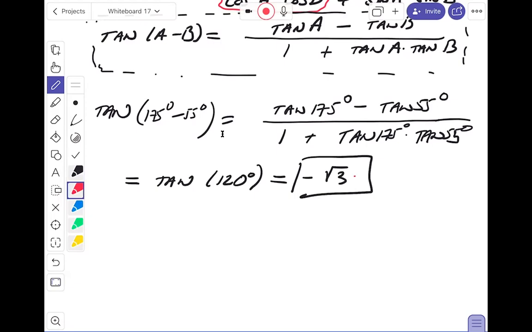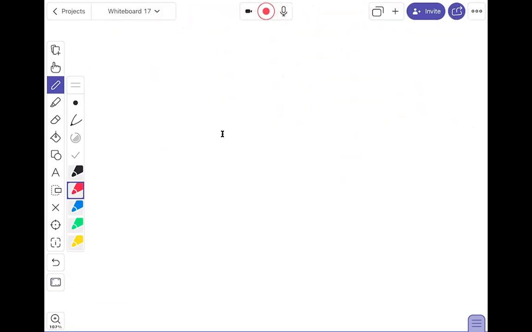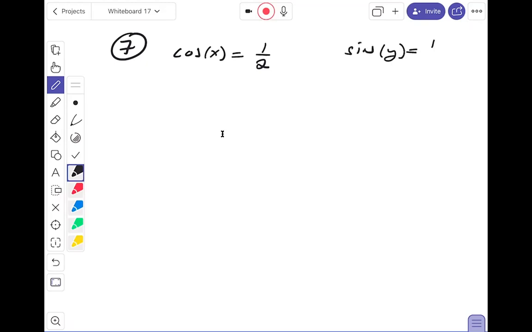All right, let me go to the next one, which is number 7. What does 7 say? It says, suppose the cosine of x equals a half. I'll write this down for you. Again, the x is representing an angle, and a half is the ratio. And then it says the sine of y, again y is some angle, is equal to 1/2. It says x and y are in the first quadrant. Well, this should be easy then, right?